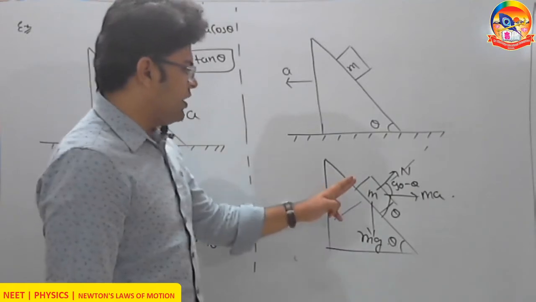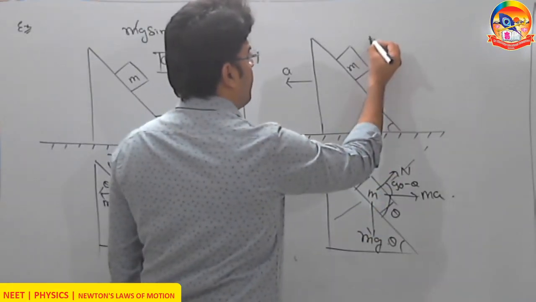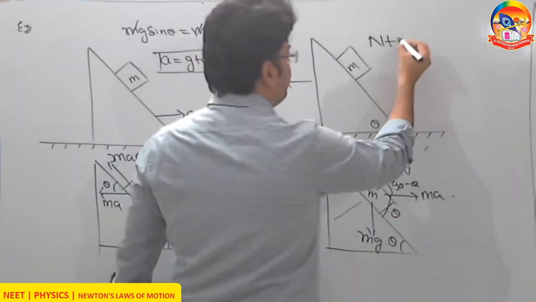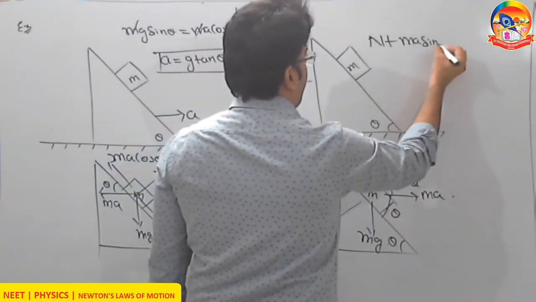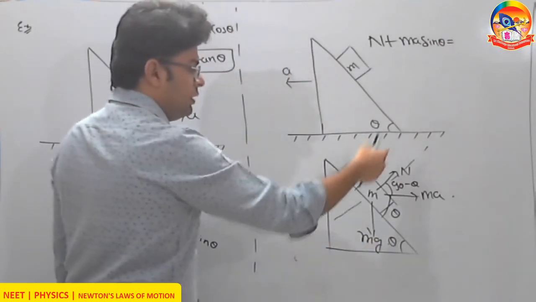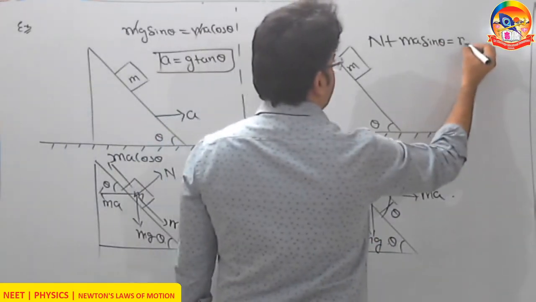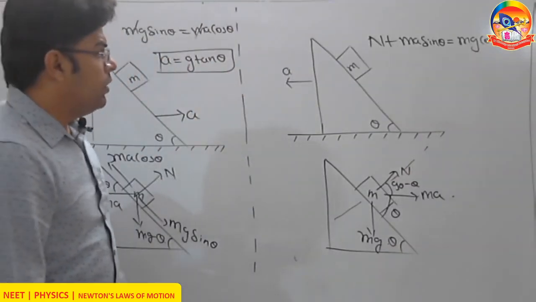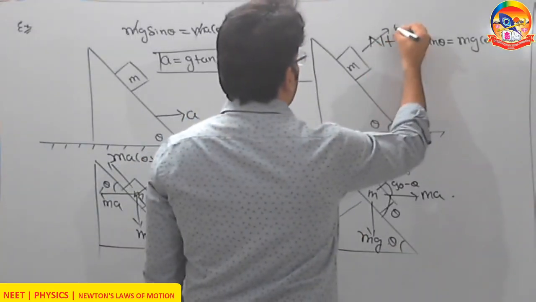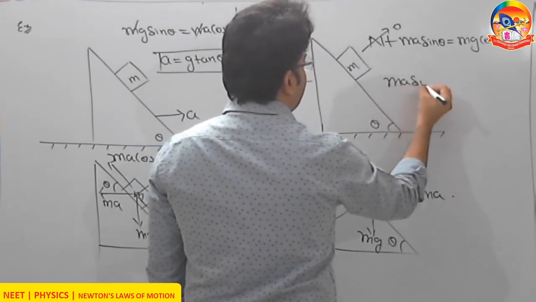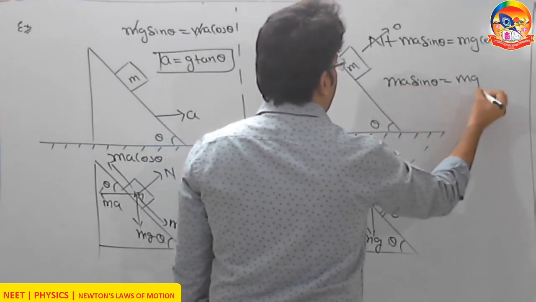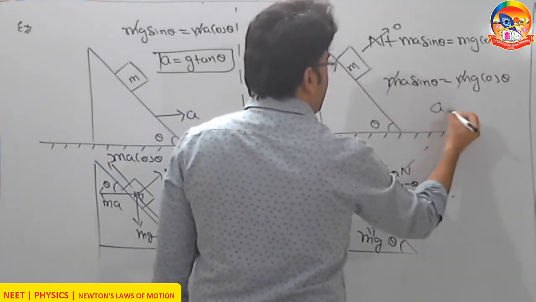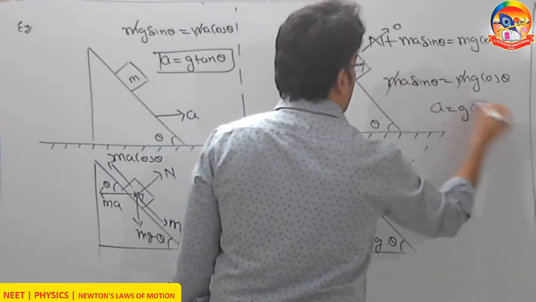So you can say normal plus ma sin theta should be equal to mg cos theta. Now here, normal has to be 0. So we get that ma sin theta equals mg cos theta. So the acceleration has to be equal to g cot theta.